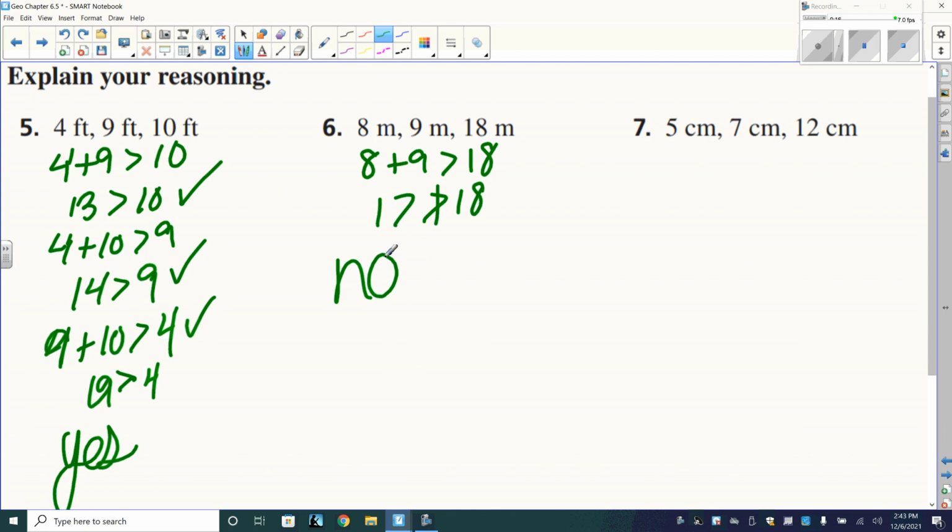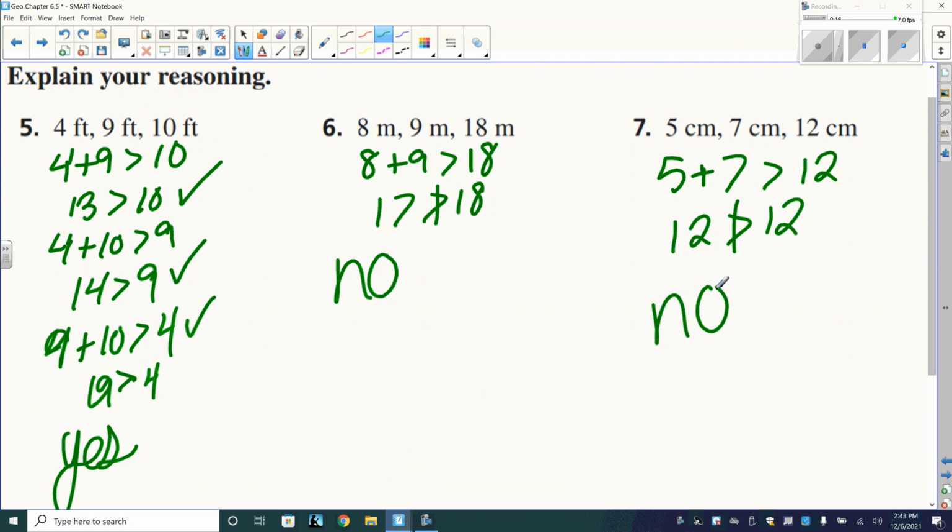And let's look at the last one. Well, this here would be 5 plus 7 is greater than 12. Well, what is 5 plus 7? It is 12. Is 12 greater than 12? No. So is this a triangle? No, it would actually make a straight line.